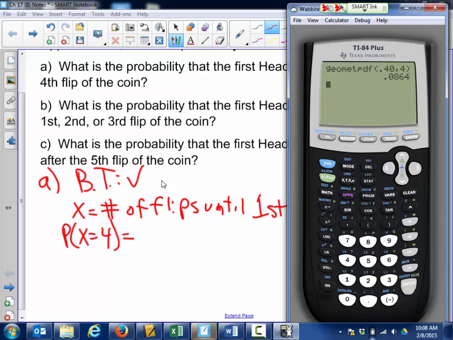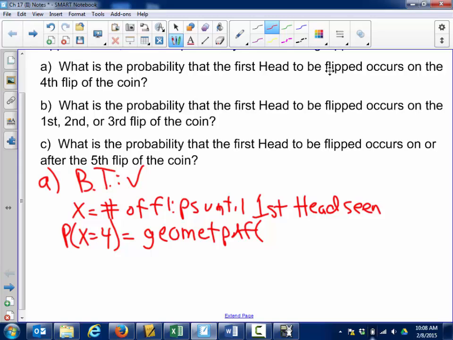Some of you guys will have to do the following. When you hit Geomet PDF from second distribution, it'll bring up the following: Geomet PDF, open parentheses, and then you'll need to enter the following. You would say probability of success first, which is 0.40, and then the xth case you want to see your first success on, so 4, and that would give you the same 8.64 percent. Okay. All right, so there's Geomet PDF.